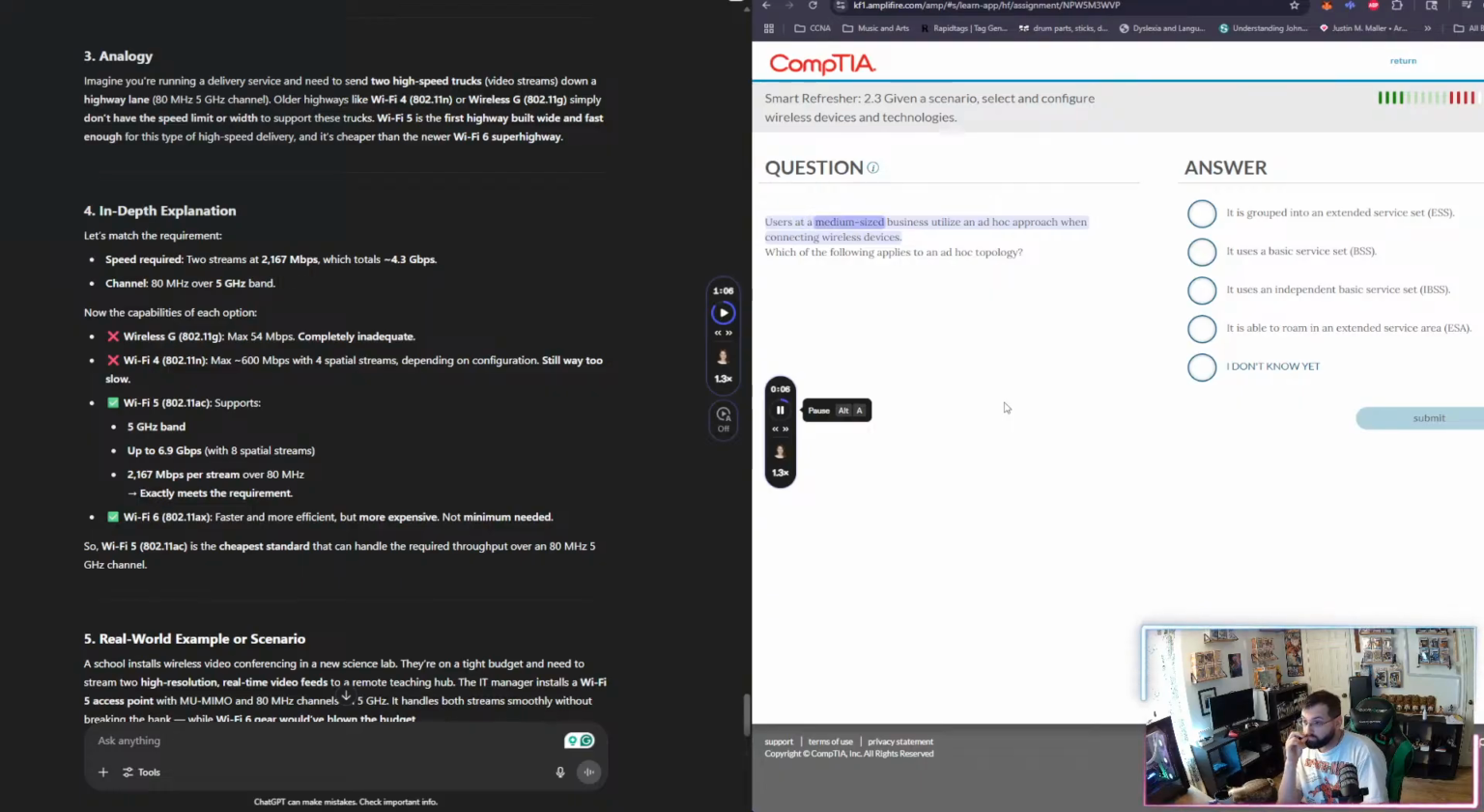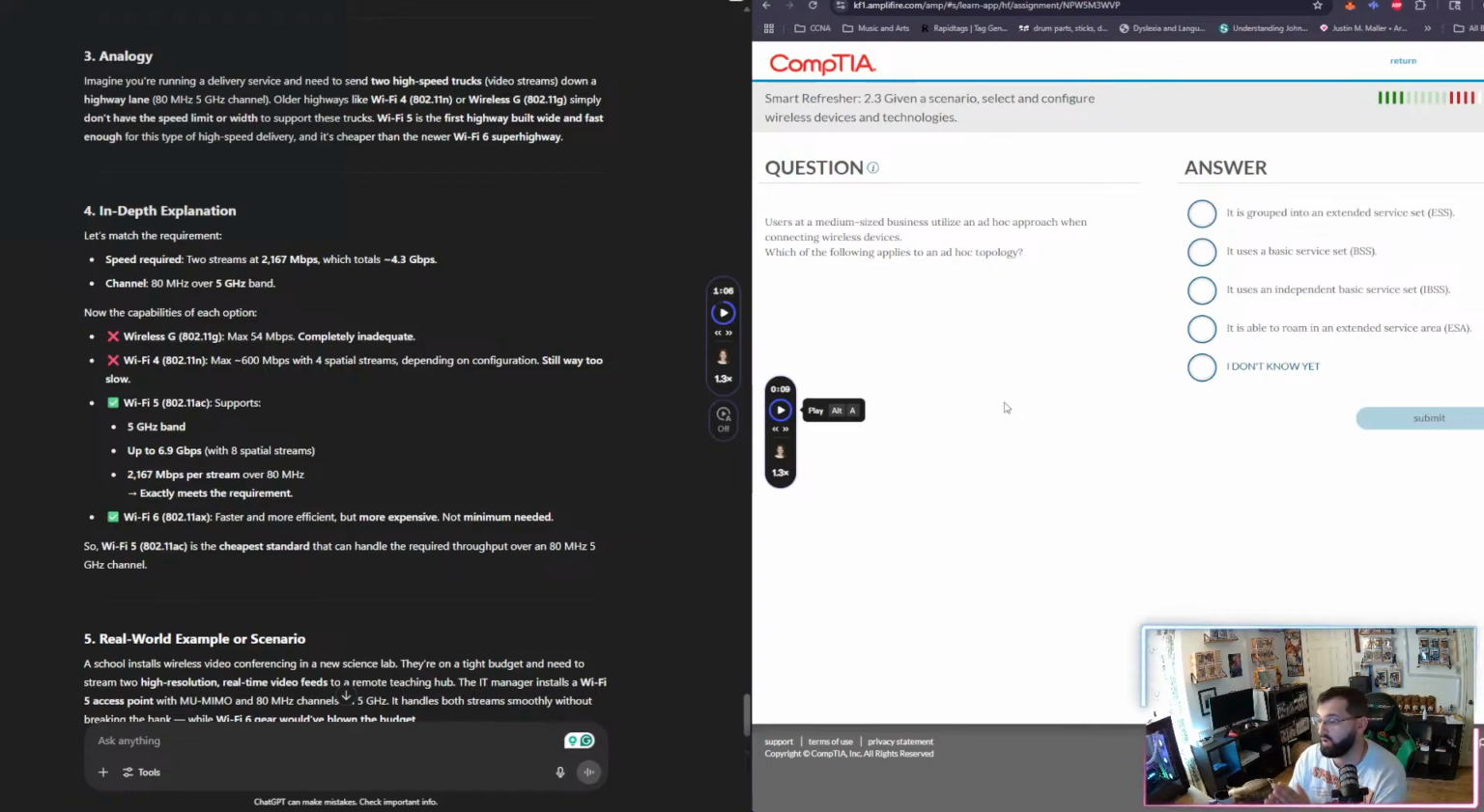Users at a medium-sized business utilize an ad hoc approach when connecting wireless devices. Which of the following applies to an ad hoc topology? It is grouped into an extended service set. It uses a basic service set. It uses an independent basic service set. It is able to roam in an extended service set.